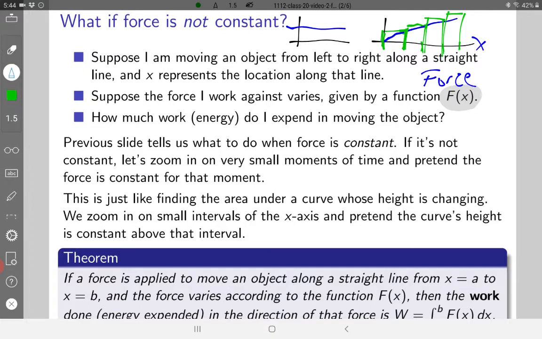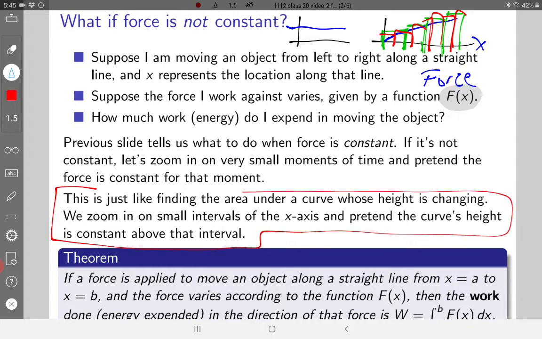Now, if you can imagine, I did that again, but I split up my moments of time into even more fine-grained intervals and did the same approximation process, I might get an even better estimate. And I could do that again with even finer grained rectangles and get a better estimate. And this should all sound a lot like what we did way back at the beginning of the semester when we started talking about finding the area under a curve whose height is changing, who's not constant, by zooming in on small intervals on the x-axis, pretending the curve's height is constant above that interval. The sum of the areas of those rectangles, that's exactly what those Riemann sums were. In other words, we're just reinventing the concept of an integral right here.